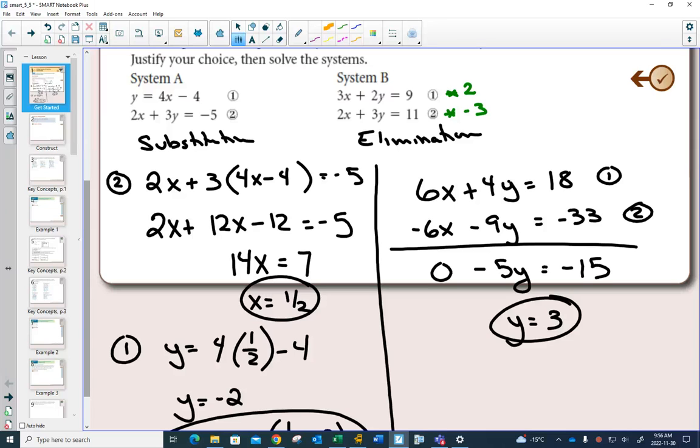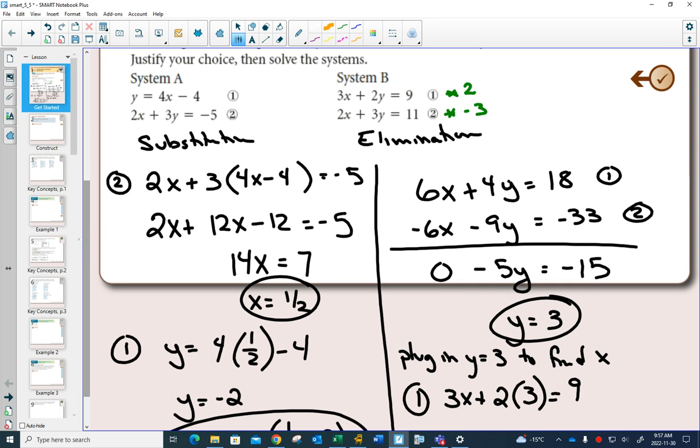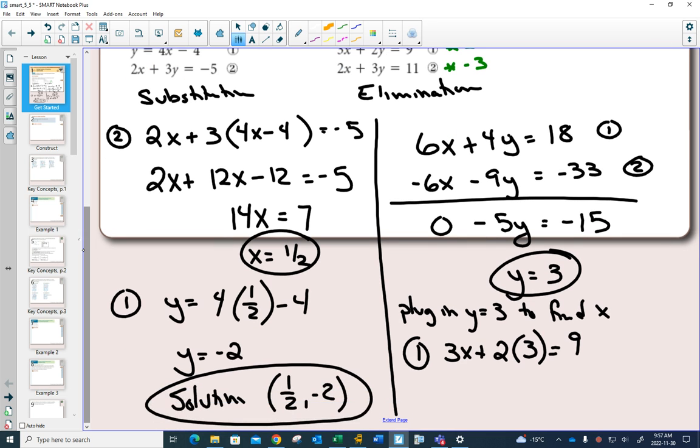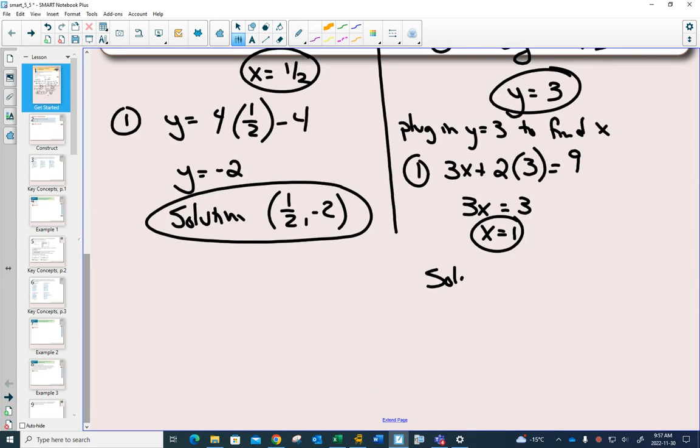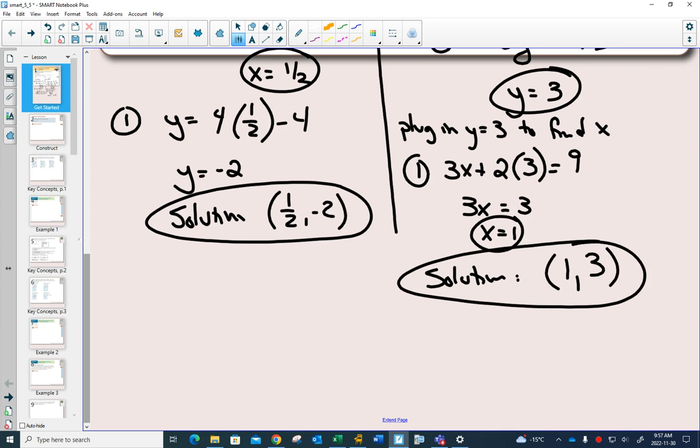To find your x value, choose an equation. And it doesn't matter which equation you choose. So if I choose equation 1, I would have 3x plus 2, and I plug in 3 for y, equals 9. Subtract 6 on both sides, divide by 3. X is 1, y is 3.